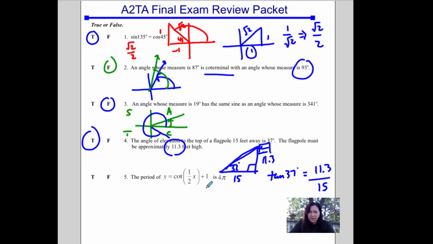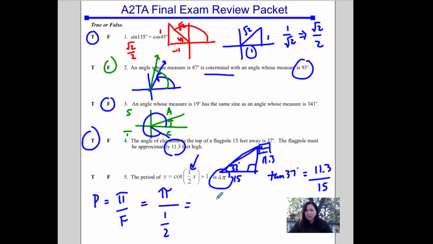The period of this right here is 4 pi, true or false. Now remember that for tangent and cotangent, the period is normally pi over the frequency. And the period, if my frequency is 1/2, that's the same thing as saying pi over 1/2. So that's pi divided by 1/2, which is the same thing as saying pi times 2 over 1. So pi times 2 over 1 is 2 pi. And so the question is, is the period for this equation 4 pi? No, in fact, it's 2 pi.